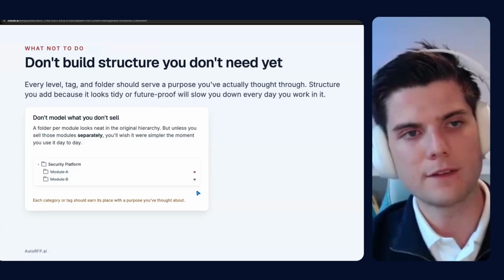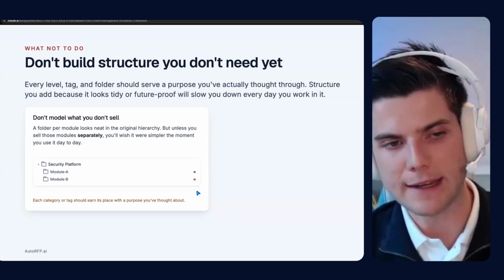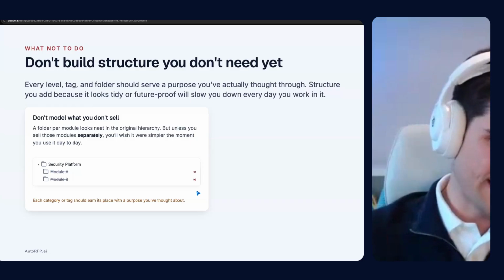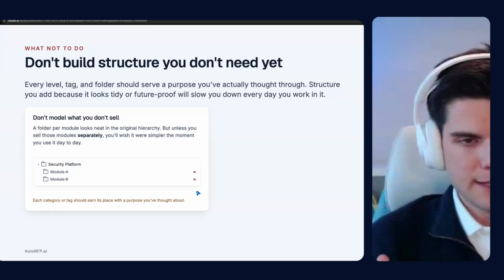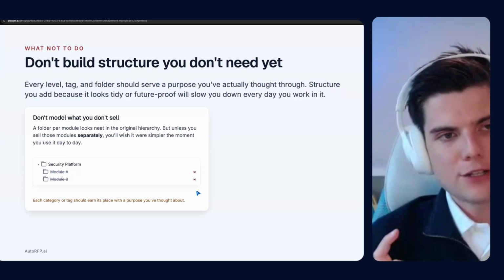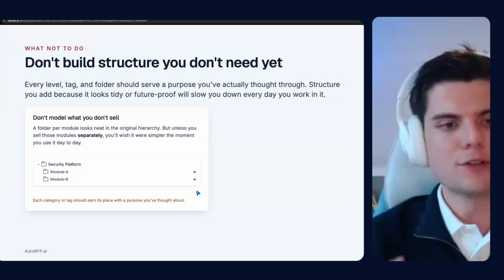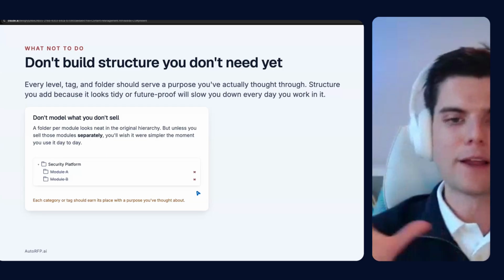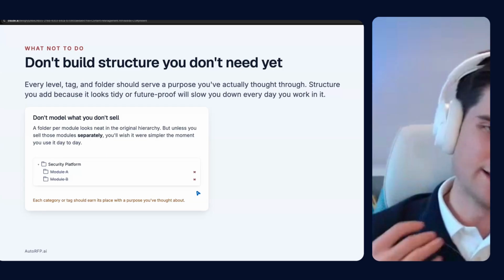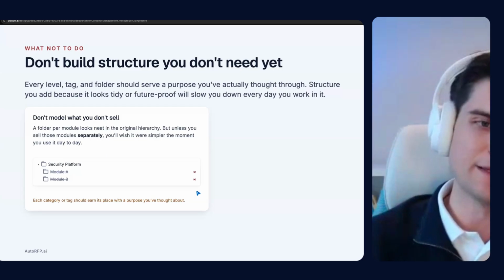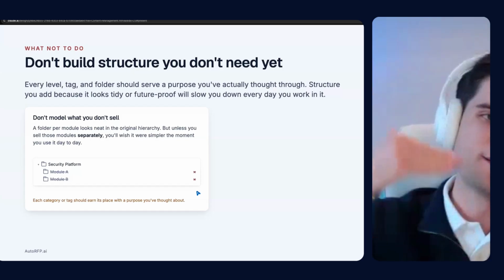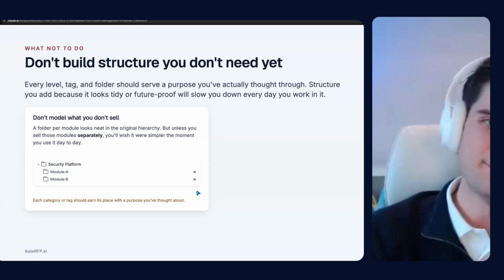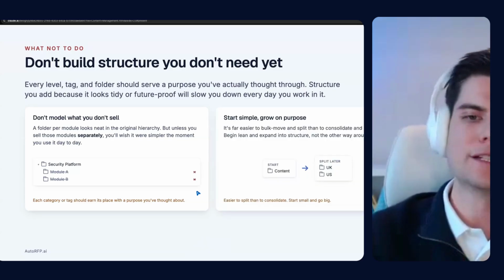Then on the other side of things, don't build structure you don't need yet is a huge call out. Don't model what you don't sell is another great one, particular to the RFP case. If you're not actually coming up against a problem, don't start to build out folders or hierarchies or tags or whatever type of system you're using. It's really good advice from people with extremely large content libraries to not build it out before you need it, but instead actually lean way too simple and then build it up over time.